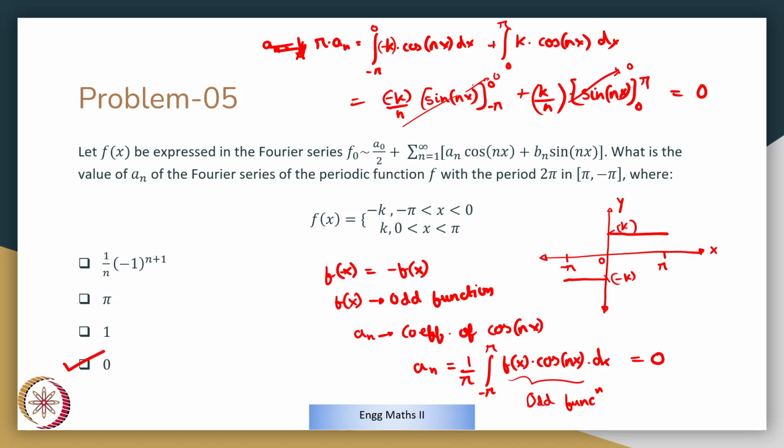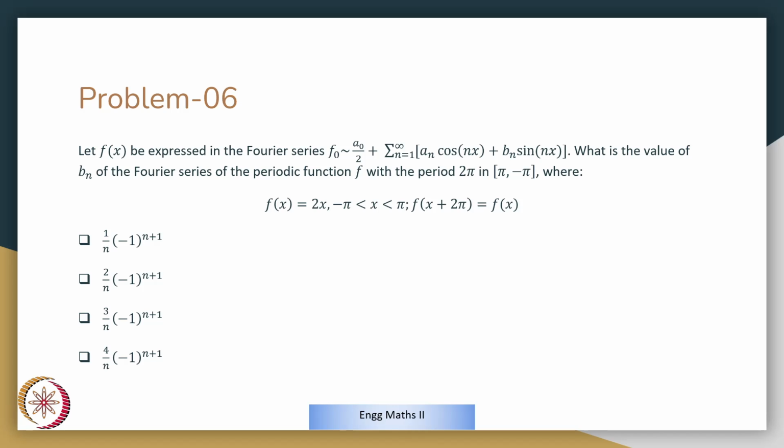So this is how you could write it in the whole steps, but this approach is preferable. Wherever you have f of x being odd or even, you can quickly check how their product looks. You can check the range where it's being integrated, which is minus pi to pi in our case, and from that you can directly conclude if a particular coefficient would go to 0.